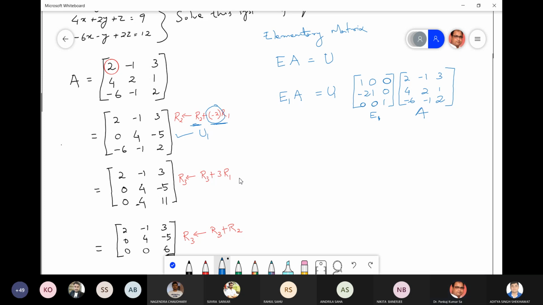Now, come to this particular step. Here, again, we can write the same thing. Let me call this matrix U2. It's like E2 times E1 times A is equal to U2.